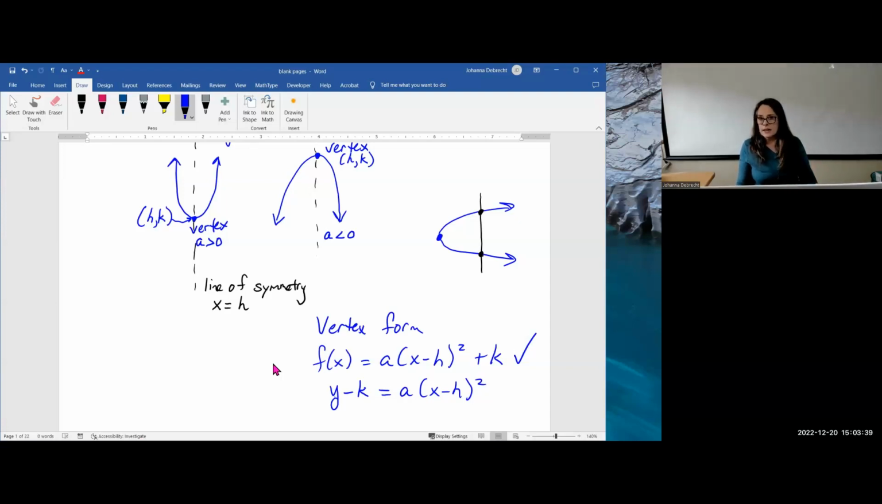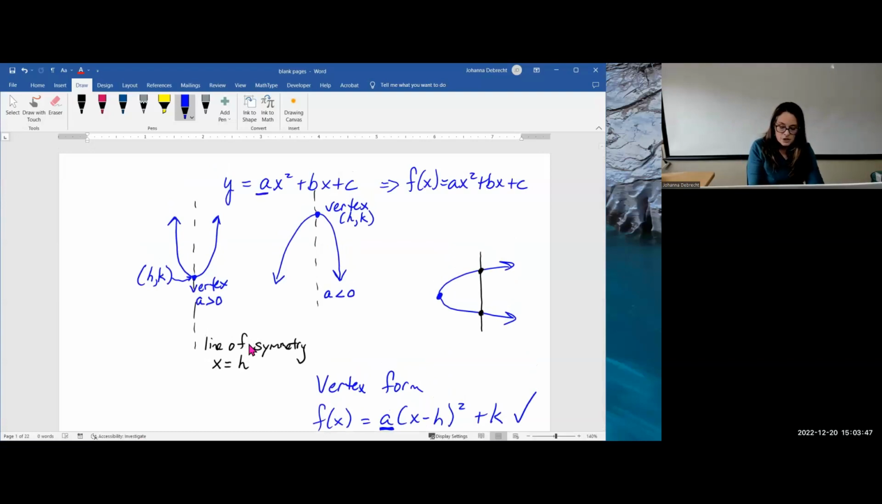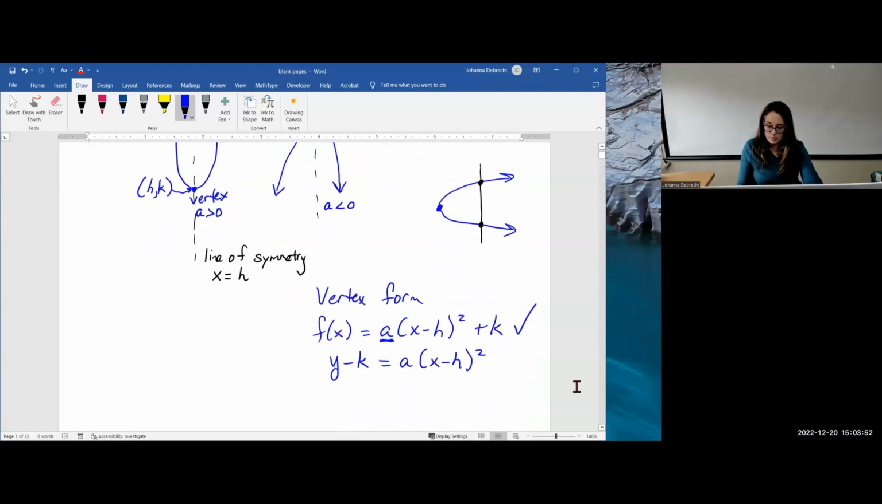Now we need to talk about how to get it into the vertex form. You'll notice that a right here is still the a coming up here from the general form. It's the same a. But in the vertex form, what we see instead is x minus h, where h is the x coordinate of the vertex, quantity squared, plus k, where k is the y coordinate of the vertex. So in order to get it in this form, we have to complete the square. I had a video on how to complete the square, but I'll go through it again just to make sure that you know what you're doing.